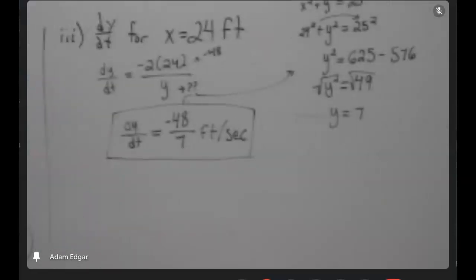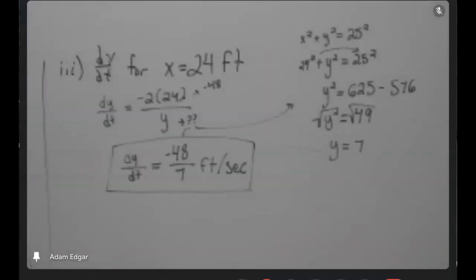So y squared equals 625 minus 576. That just equals 49. Square root it, and then y equals 7. I substitute it in, and I don't think we can simplify that. There you go. So at that point, we're going almost 7 feet per second, which is probably not fast enough to kill you, but it'll leave a mark. You can probably go on Google and just say translate 7 feet per second into miles per hour and see how fast that is in units you can understand.